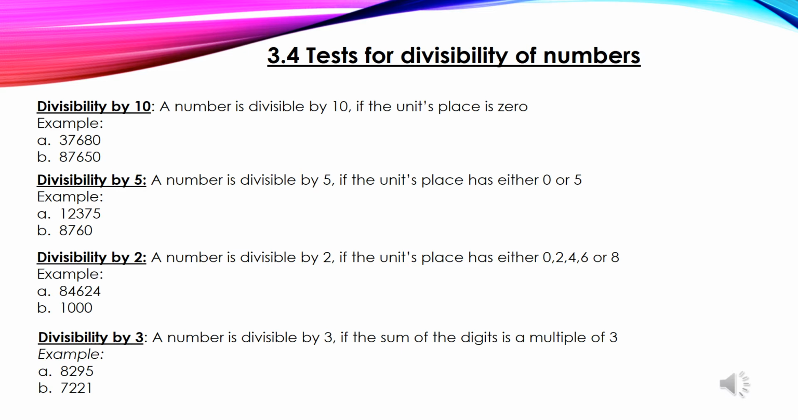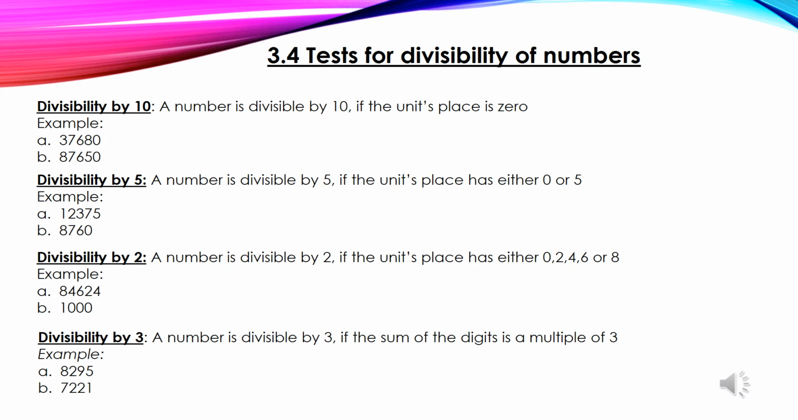Okay children, now the divisibility rule for 5. A number is divisible by 5 if we have 0 or 5 in the units place. Means any one of them, 0 or 5, should be in the units place. For example, children, I took 12375. In this case 5 is there in the units place, so we can say that it is divisible by 5. The complete number is divisible by 5 because there is 5 in the units place.